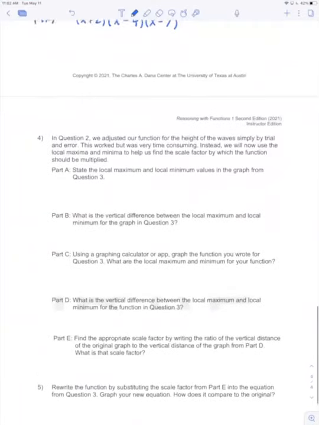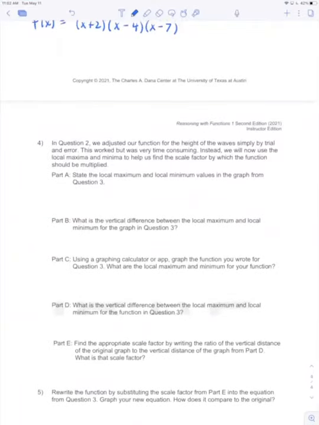And it says in question 2, this is number 4. In question 2, we adjusted our function for the height of the waves simply by trial and error. This worked, but was very time consuming. Instead, we will now use the local maxima and minima to help us find the scale factor by which the function should be multiplied. This is nice. It'll make this a lot more direct, this scalar factor.